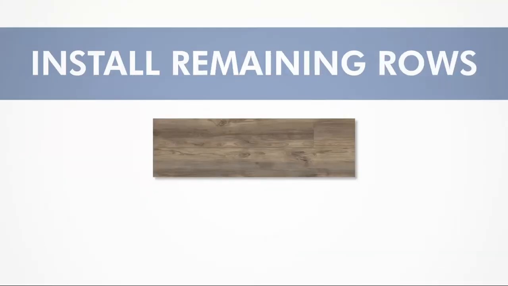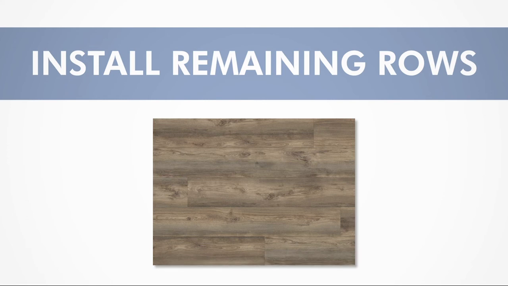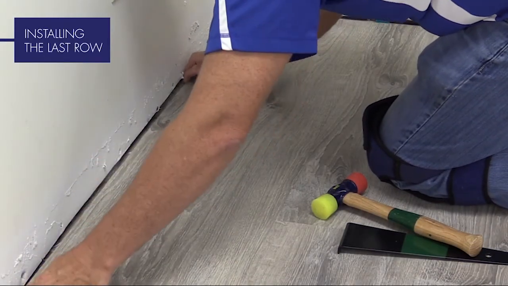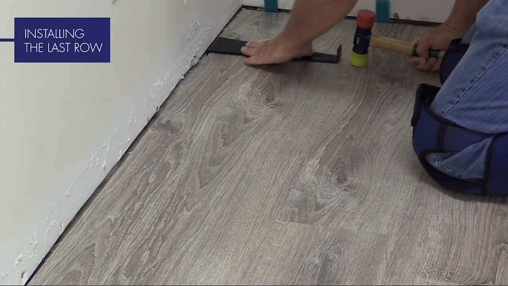Install the remaining flooring 1 row after the other. Always press, tap, and square as you go, and maintain the required stagger throughout the install. Measure and cut the final row of planks to fit along the wall and use a pull bar to lock the long edges together. Do not use the pull bar on the short edges.